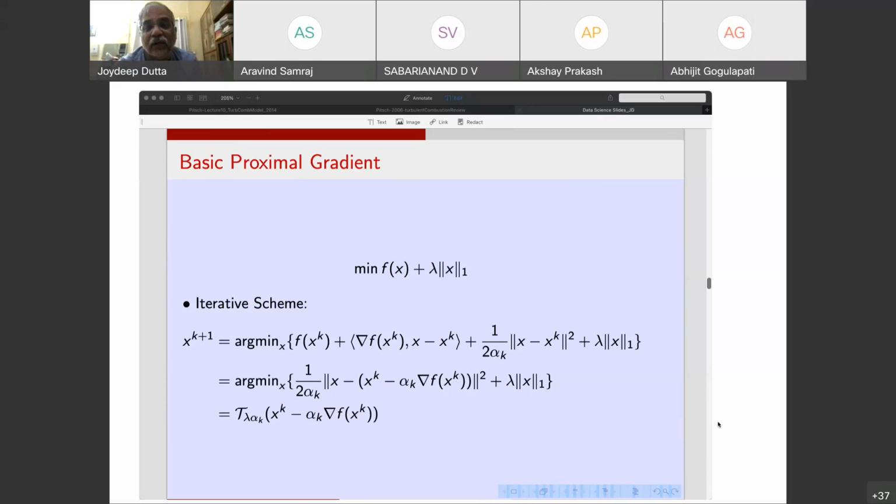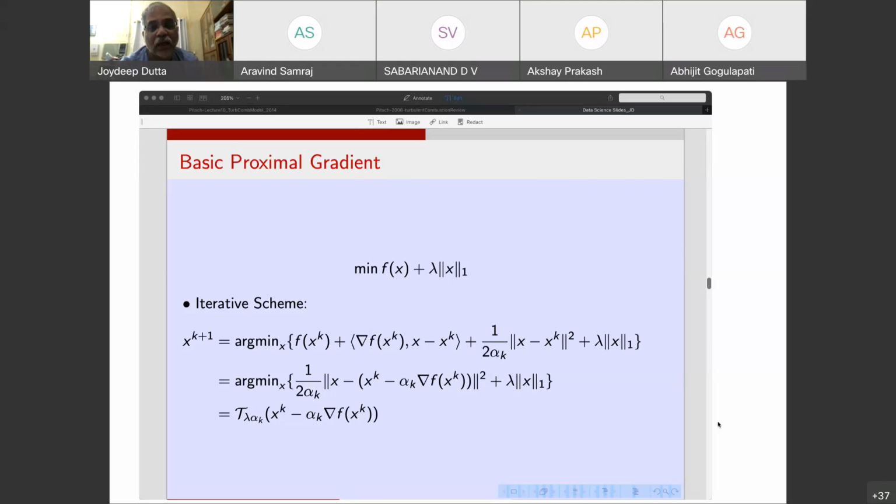It's a kind of quadratic approximation of f around xk. I first take the linear term, and instead of the second order derivative, because I don't know whether the Hessian etc. exists, I just add this term. So I get a quadratic approximation of f around xk and add it to lambda x1, and then I minimize this.